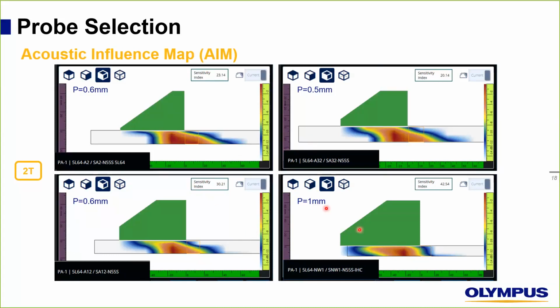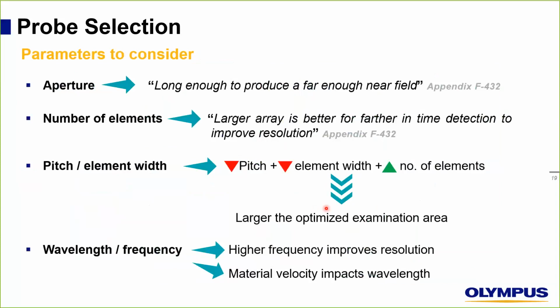So here we understand clearly that the parameters of the probe are very important in the selection of the right one. So let's have a look at how the code talks about these parameters of the probe. What are the parameters to consider? First, we have the aperture. The larger it is, the longer the near field will be. Actually, I kept the definition as it is in the code, but I will explain it in my own words. For number of elements, generally, higher numbers provide better resolution. For pitch and element width, because they are very related, a small pitch, small element width, and a large number of elements provide a large optimized examination area.